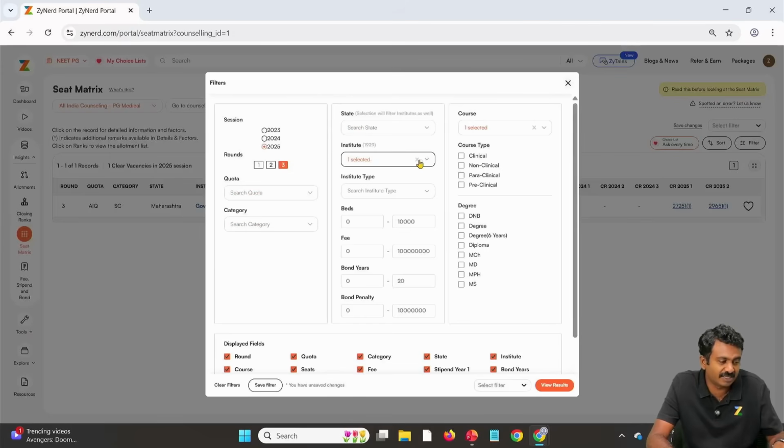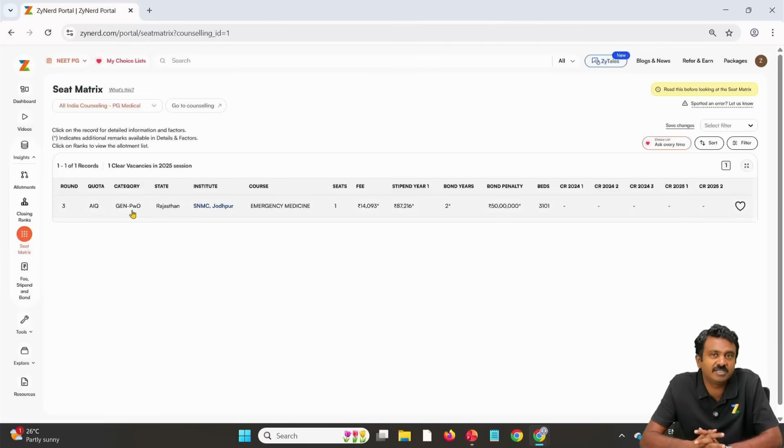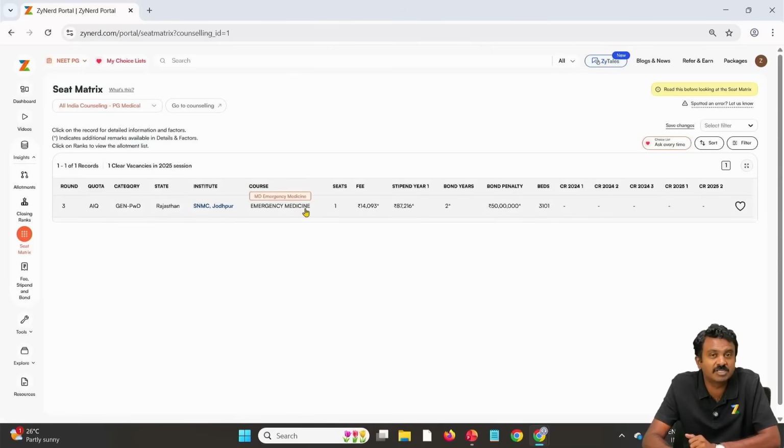Another good example is, let us say we are looking at SN Medical College Jodhpur and we are taking emergency medicine as a case. How many seats are there? There is one Gen PWD seat. You miss out being a Gen category candidate. You are interested in general medicine. You want to fill those choices, but because it is a Gen PWD seat, you miss out. 200 to 300 Gen PWD seats get converted during round 3. Even after cutoff reduction, it gets converted. So this Gen PWD seat, let us say it gets converted 50% or 30% chance. Don't miss out on such choices.